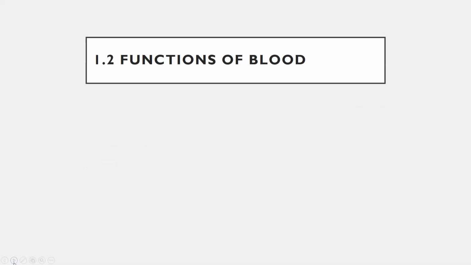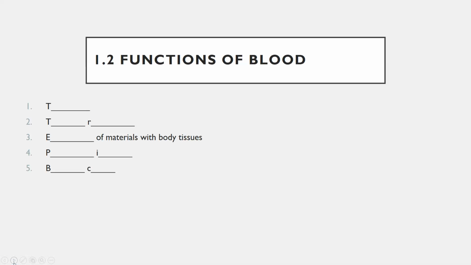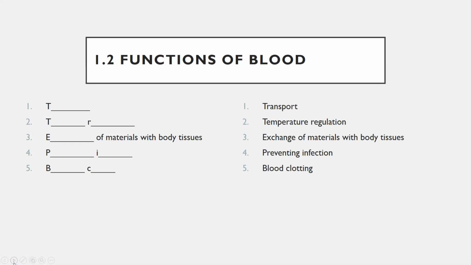What we're going to do now is move on to the functions of blood. Before I go forward, can you pause this and think of the functions of the blood? If you remember, we have 1, 2, 3, 4, 5. So we've got 5 functions of blood that we need to know. Can we just identify them and write them down first of all? If you're struggling with that, hopefully this will help you out. See if you can remember from that if you pause it now, because I'm going to go through the answers. So what we have is transport, temperature regulation, exchange of materials with body tissues, preventing infection and blood clotting.